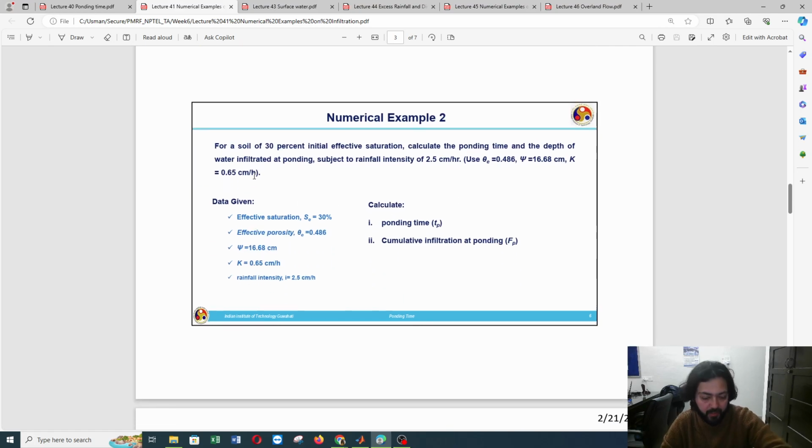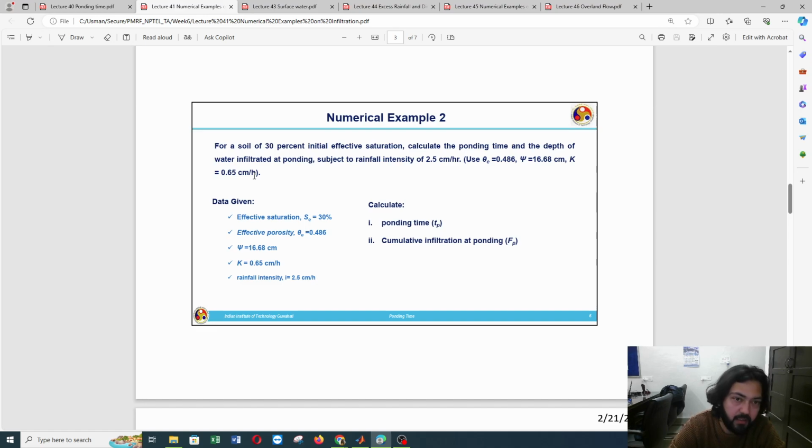Look at this example here. In this example they are saying, for a soil of 30% initial effective saturation, calculate the ponding time and the depth of water infiltrated at ponding, subjected to a rainfall intensity of 2.5 centimeter per hour, and they have given the constant values on which ponding time is dependent. So let's first write what they have given.